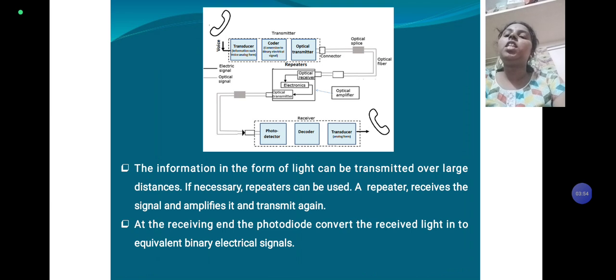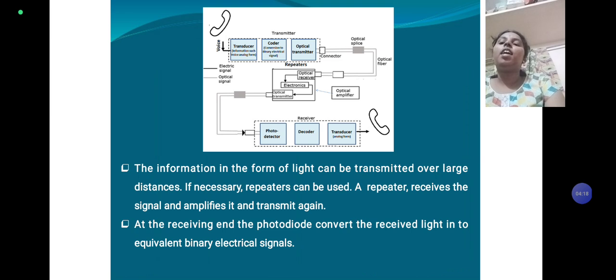The information in the form of light can be transmitted over large distances. As the name optical fiber says, it can transmit the light signals over large distances. If necessary, repeaters can be used. A repeater receives the signal, amplifies it and transmits it again.